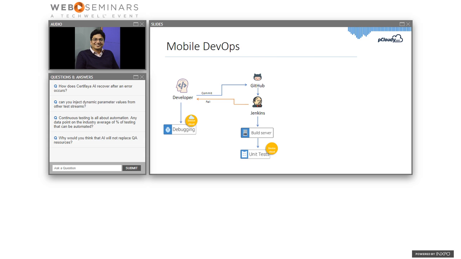So these build servers will either be an internal build farm, or an external system like Circle CI. And there are many other systems which can be used. As soon as the build is completed, automated unit tests are run, and typically these unit tests are either Espresso scripts or XCUITest scripts, written mostly at the code level or to test the services or the APIs.